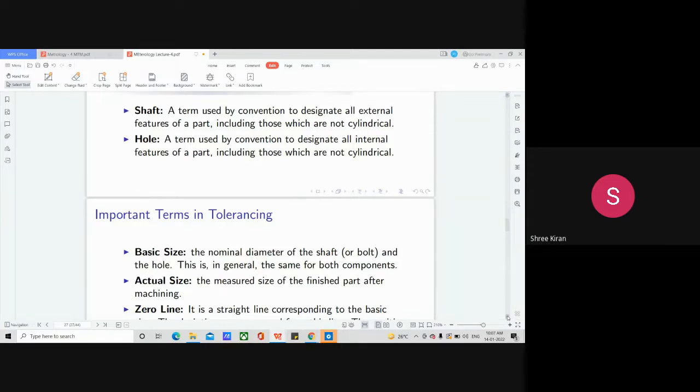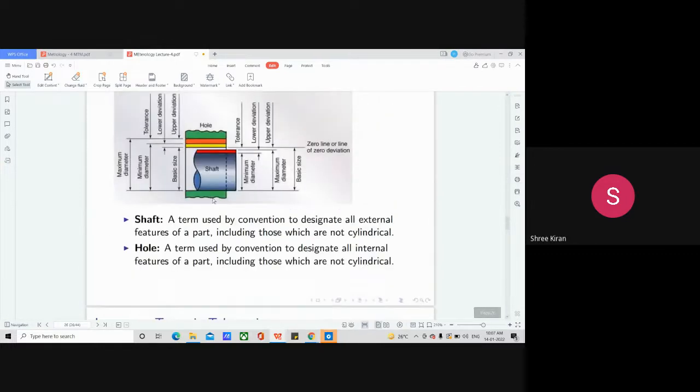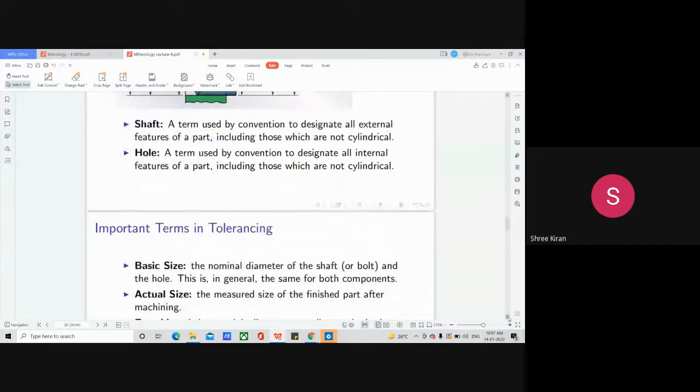Okay, this is in general the same for both the components. That's what happens in the case of important terms in tolerancing, where we have a basic size. I am showing the figure where you can see the basic size. So this is represented as the basic size, the nominal diameter of the shaft or bolt and the hole, which is general for all the components. Then we name it the actual size.